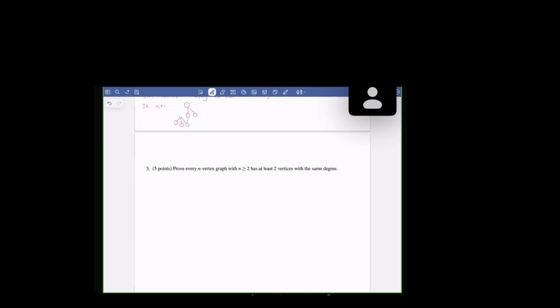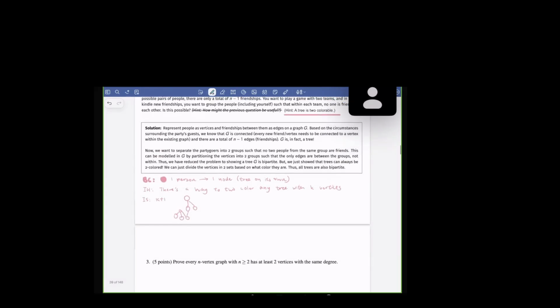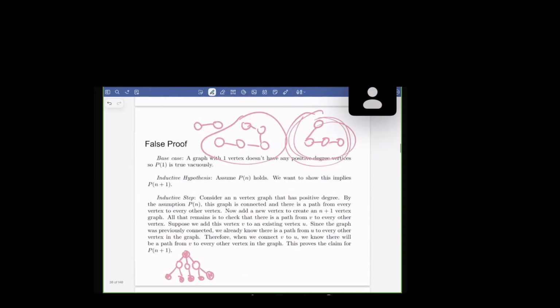Okay, and did I see a question somewhere here or no? Oh, question: E is less than or equal to 3V minus 6. That's for all simple connected graphs, to prove if they're not planar.